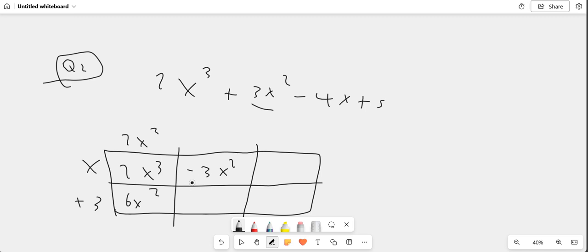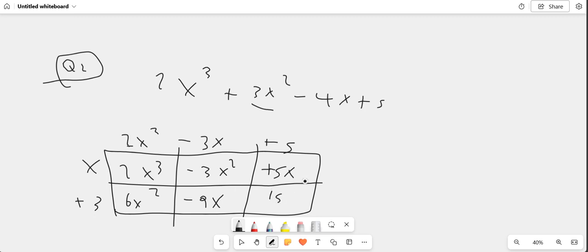Here it's always adding or taking away. It's never dividing or timesing. How many x's go into minus 3x squared? Minus 3x. That's standard. Minus 3x times 3 is minus 9x. So how do you get from minus 9x to minus 4x? We're going to have to add another 5x here. So add 5x there. And how many x's go into 5x? Plus 5. So 5 times 3 is 15.